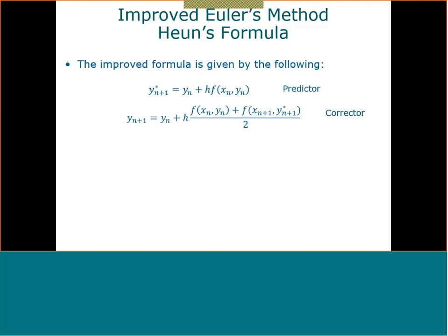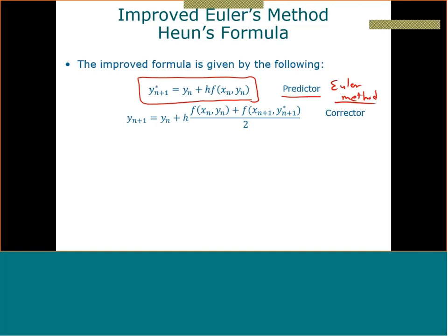First we will find something we call the predictor. The predictor is y(n+1) star equal to yn plus h f of x of n, y of n. And if you look carefully, what is this? This is nothing but the Euler method. This is exactly the same formula that we use in the Euler method. But this is not the final value. We call this the predictor.